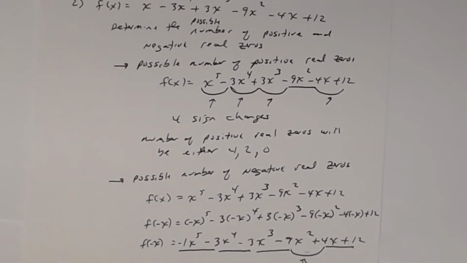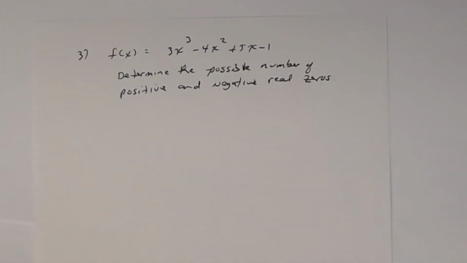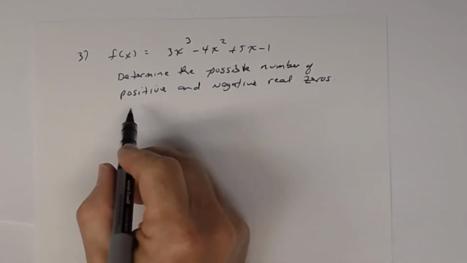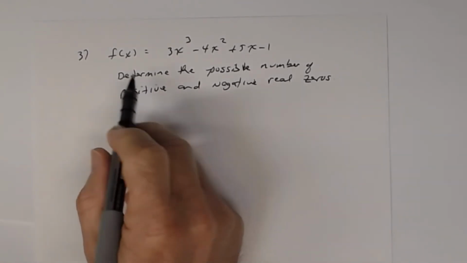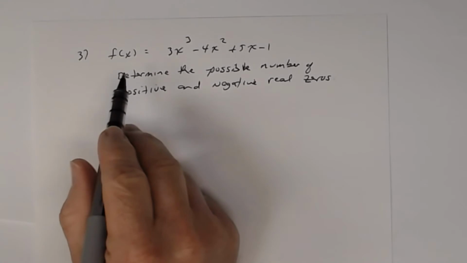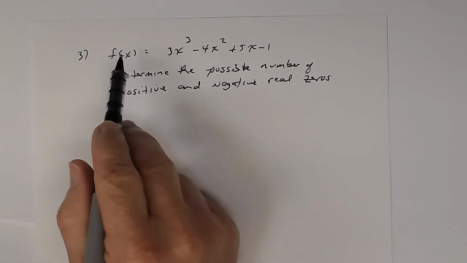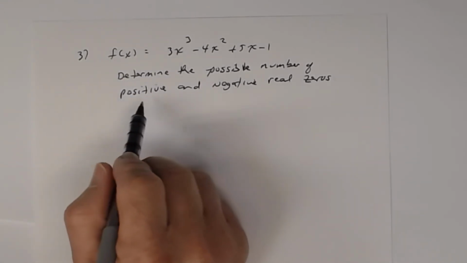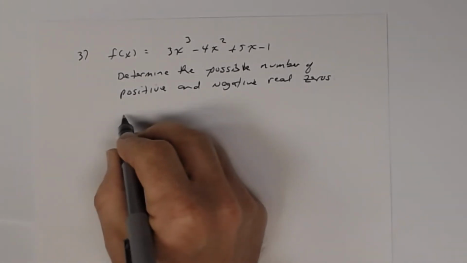So that was number 2. Let's do one more. See, the more you do, the easier it becomes. Okay, so let's look at one more. So we have this function f of x, and you want to determine the possible number of positive and negative real zeros. So according to Descartes' rule of signs, we're going to look at f of x, and we're going to look at f of negative x. So remember, f of x will help you to determine the possible number of positive real zeros. So let's do that first.